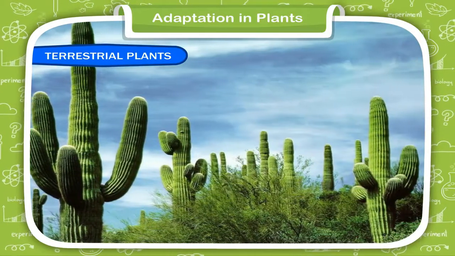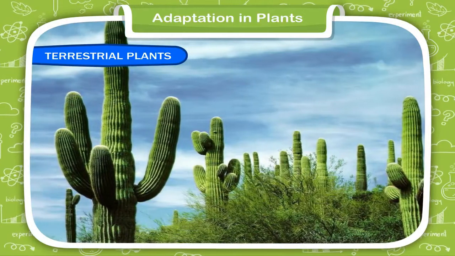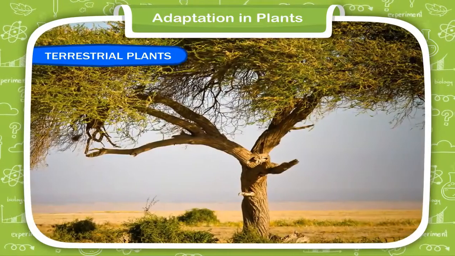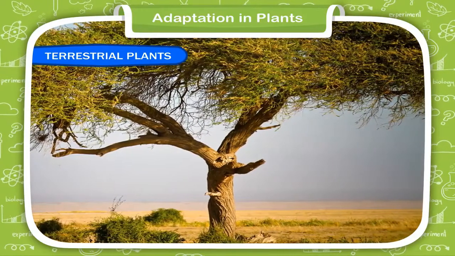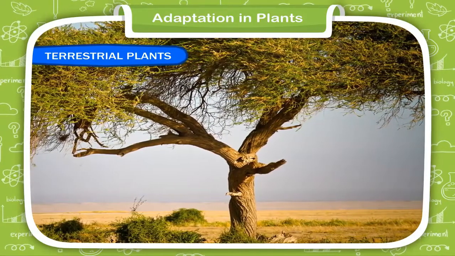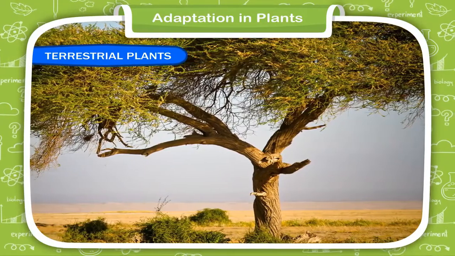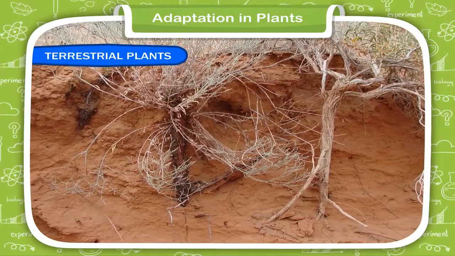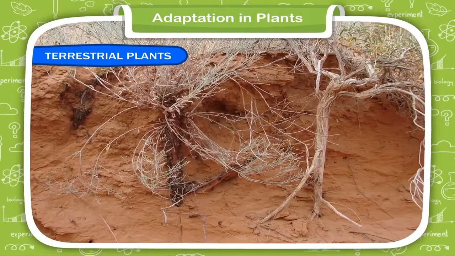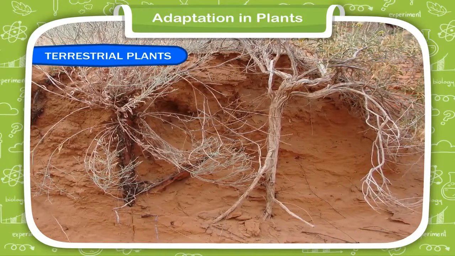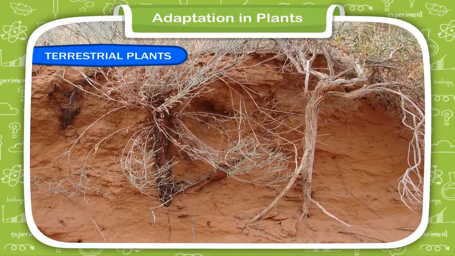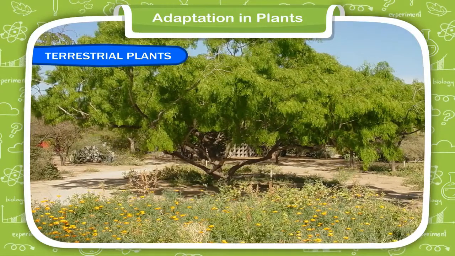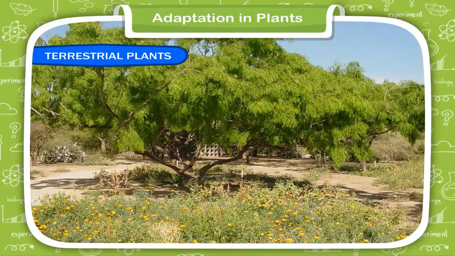Some desert plants such as cactus have spongy and soft stem for storing water. Acacia plant has small leaves that have less exposed surface area and reduce water loss from their leaves. The roots of desert plants are able to absorb even very small quantities of available water. The roots of plants such as mesquite bush can grow 20 meters down to reach water.